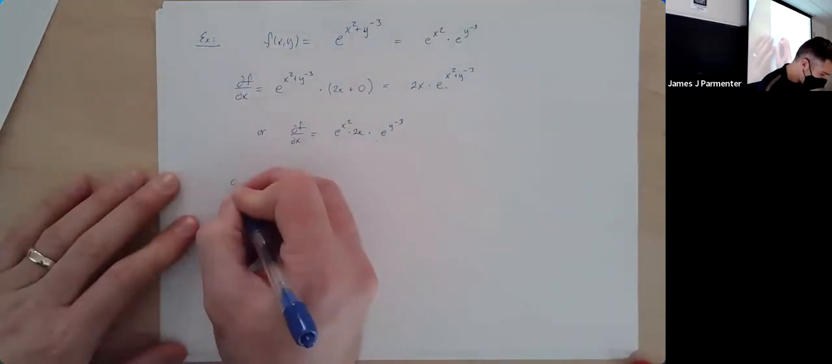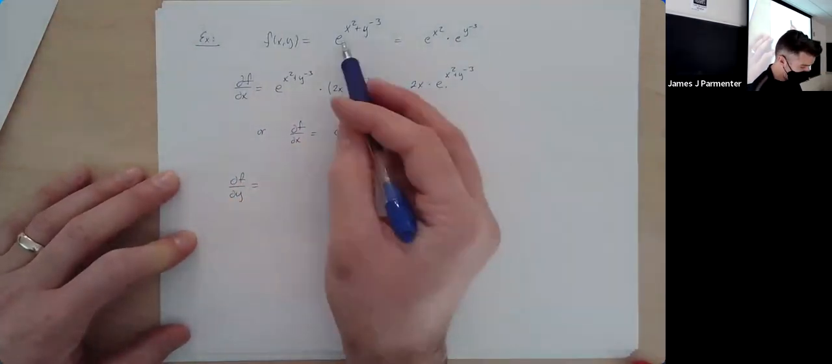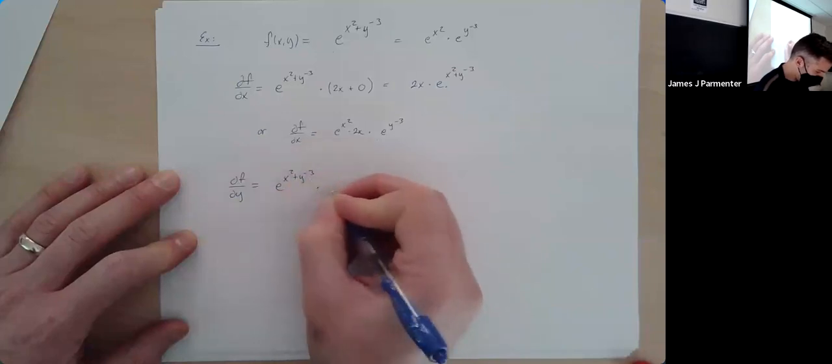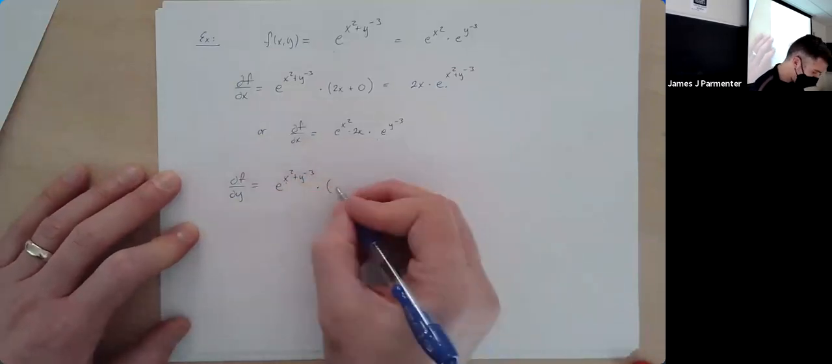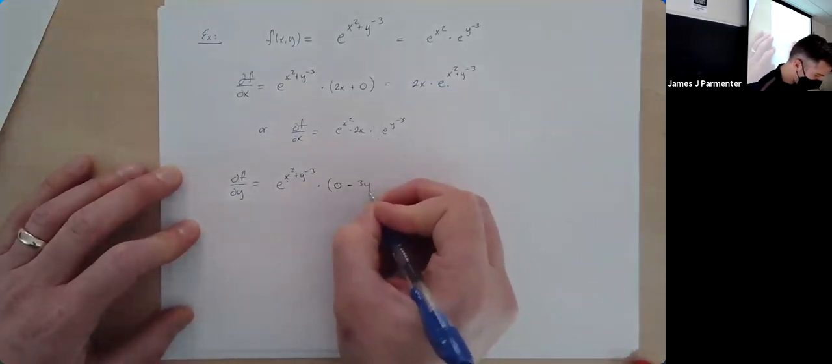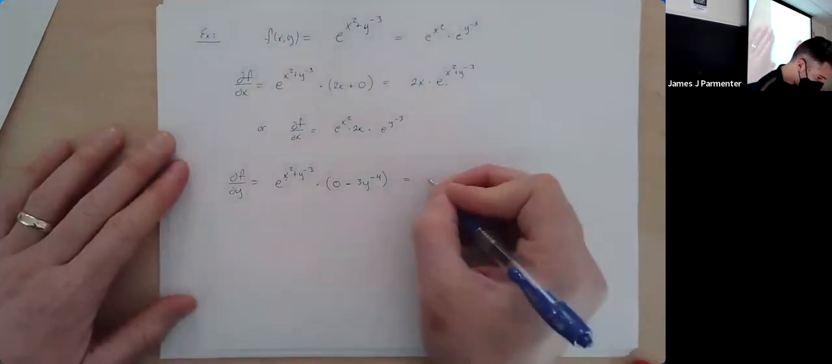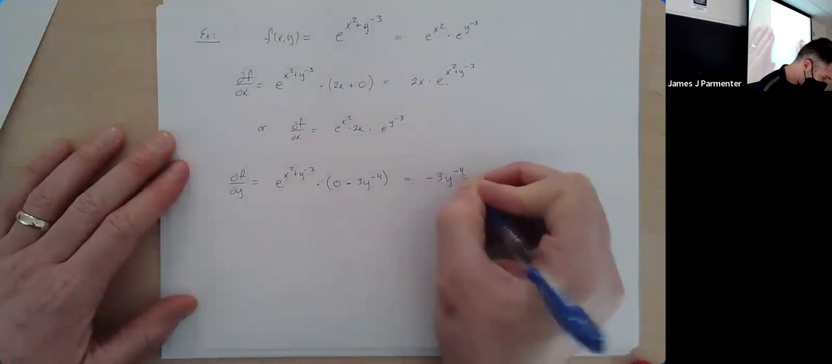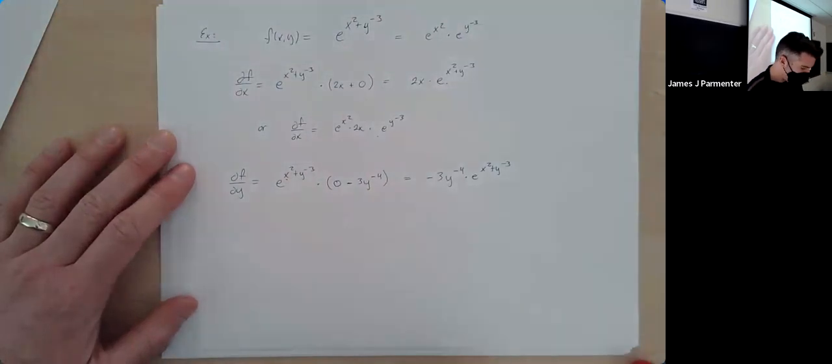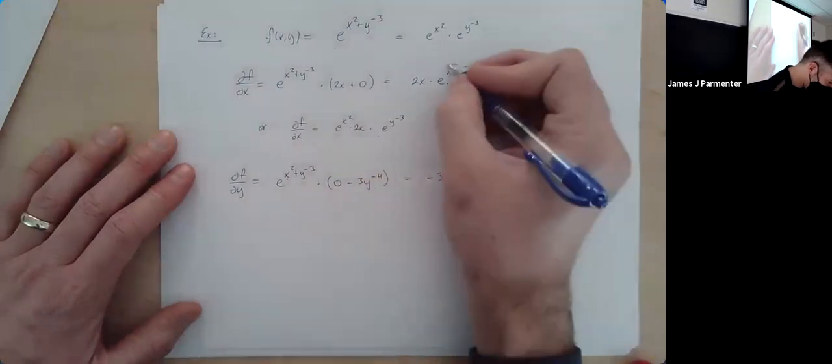In the same sort of way, we can find del f del y by saying, again, the derivative of e to the stuff is e to the stuff times the derivative of the stuff. Now the derivative of x squared is 2x, and the derivative of y cubed is exactly what you said before, negative 3y to the negative fourth. And so I would write this as negative 3y to the negative fourth times e to the x squared plus y to the negative third. I might put parentheses around my exponent there just to make sure the person reading my work knew that I was putting that in the exponent.